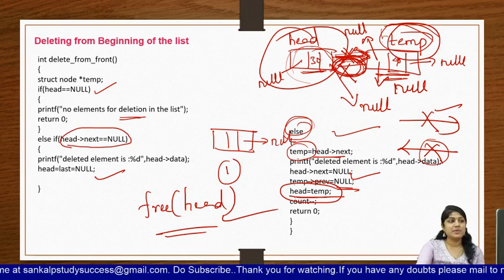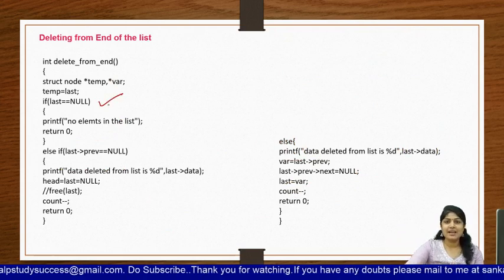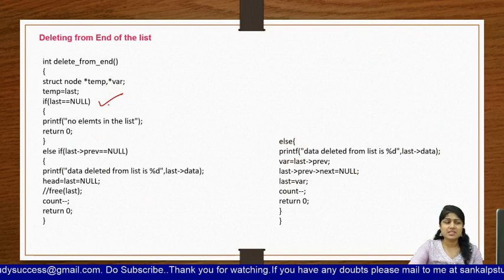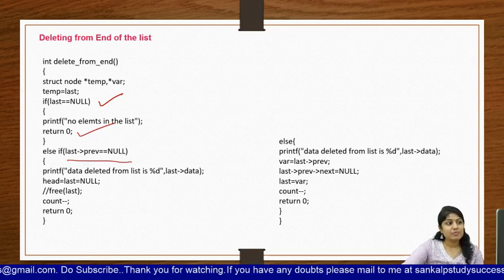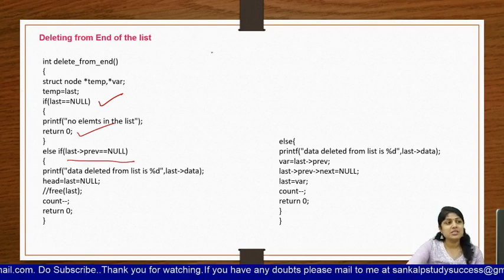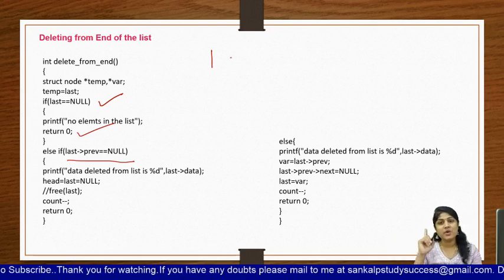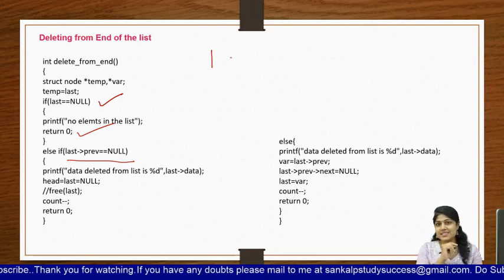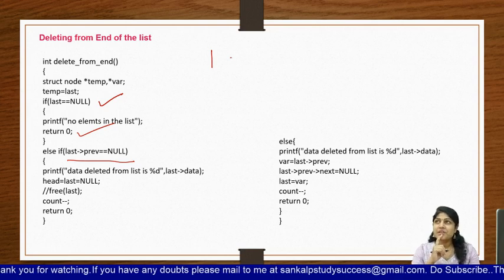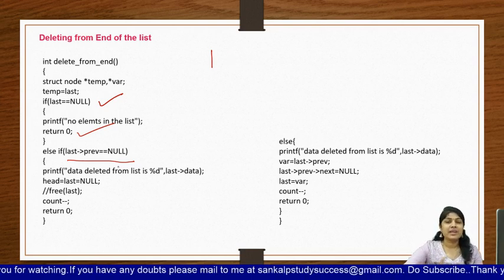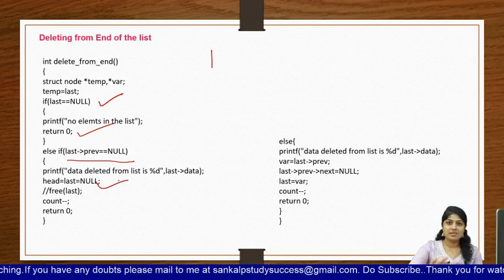Okay, and the next one is delete at end of the list. Same thing, first we have to check whether the elements exist or not, and if there are no elements, deletion is not possible. And last to previous equal to null means a single element is existing. Head to next equal to null, what is that condition? Only one element is existing. Last to previous is equal to null means only one element is existing. So in this case, if one element exists you can remove that element, and head, last equal to null means empty.